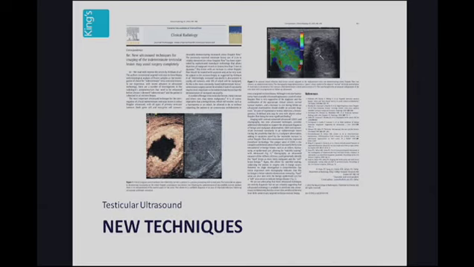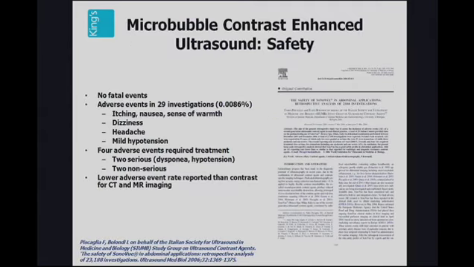Contrast-enhanced ultrasound is not the only new technique available for investigation of focal testicular lesions. Elastography has also been demonstrated to be useful in ascertaining the hardness of the lesion, with the hardness of the lesion indicating the presence of malignancy. A combination of these two techniques may in the future be much more advantageous in investigating the testicular abnormality. Now let's go back to contrast-enhanced ultrasound, the focus of this lecture.